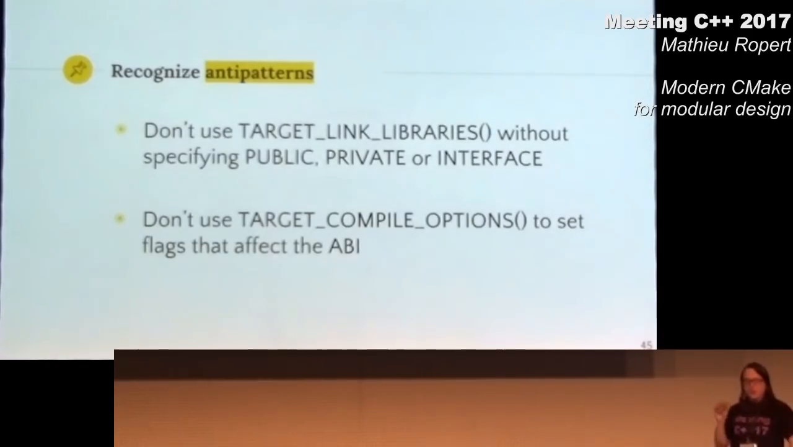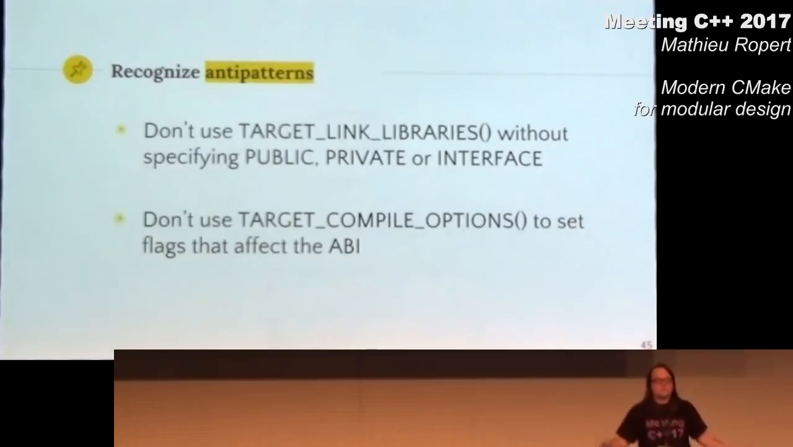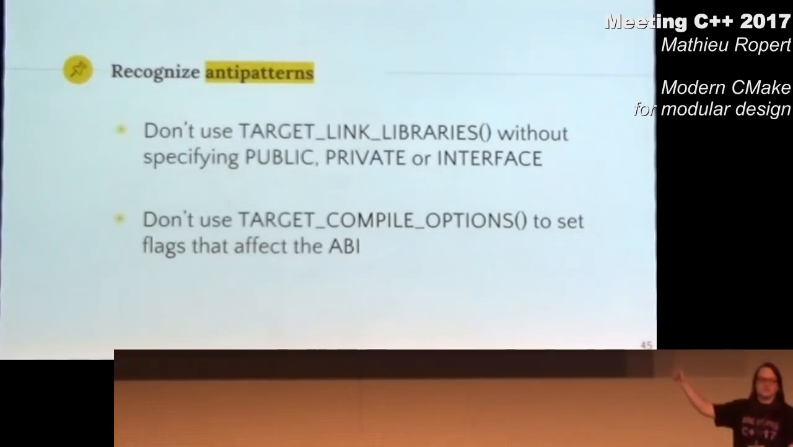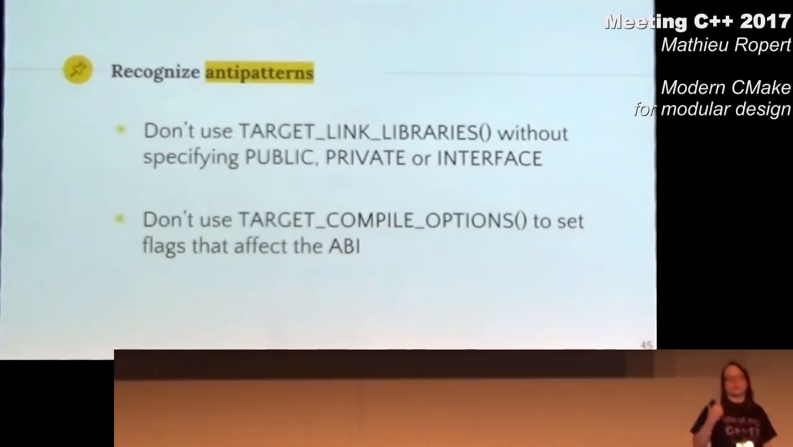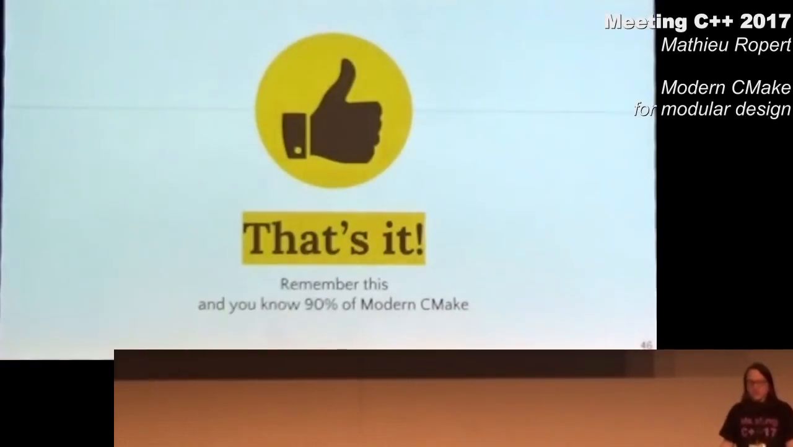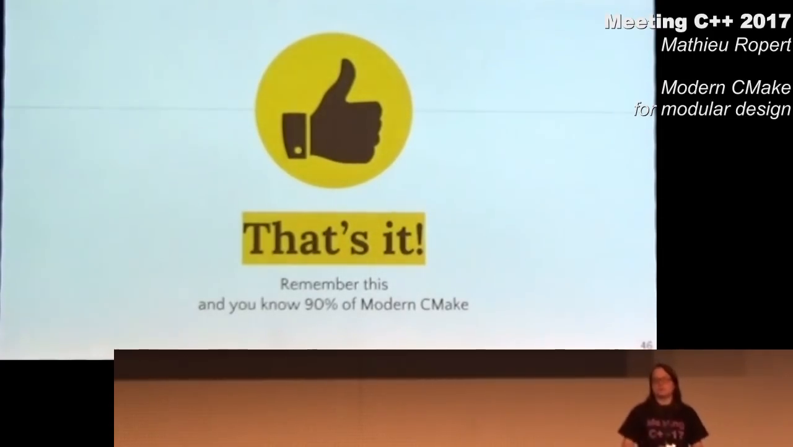And of course, don't use target compile options to set flags that change the ABI, because you will get incompatible binaries. If one project decides to change to 64 bits and another one says, no, I'm 32 bits, that's a caricature, but that's something that could happen, and you will get a problem. So do not change the compile flags for one specific module. And that's it. With that, you get, like I said, about 90% of modern CMake.